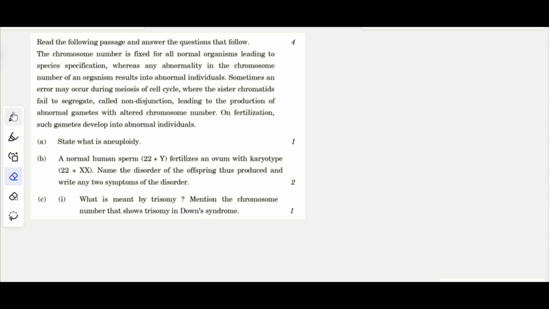Hello. Today let's discuss a question from biology. So let's check the question first. Okay. So read the following passage and answer the questions that follow.